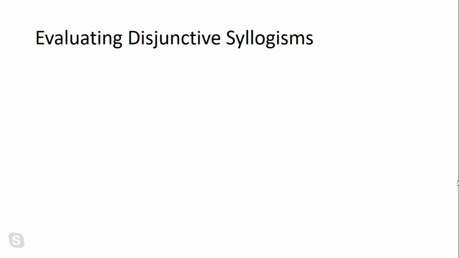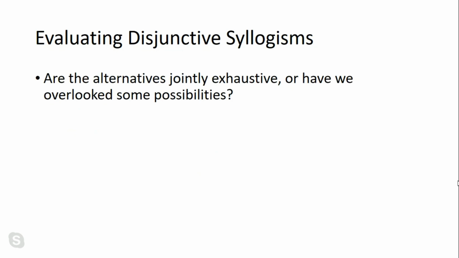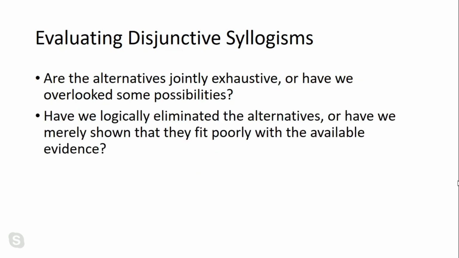To evaluate them, though, we've got to ask some pressing questions. Are the alternatives A, B, C jointly exhaustive, or have we overlooked some possibilities? It's very important that we make sure, if we're making an argument like this, that the options we're presenting are the only options or the only live options, and we really have to make that case. Have we logically eliminated the alternatives, or have we merely shown that they fit poorly with the available evidence?